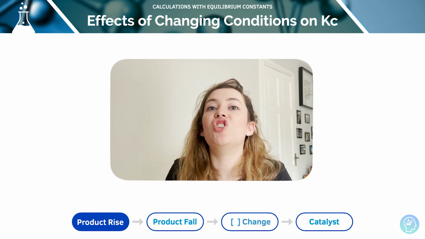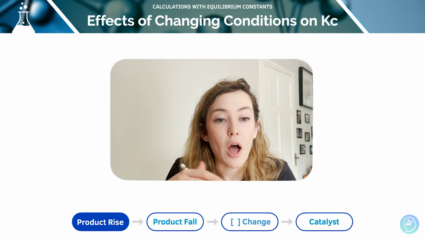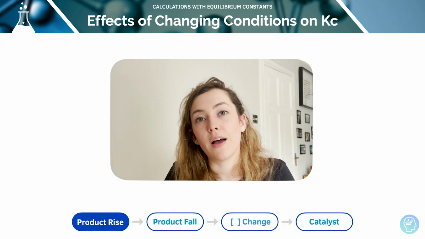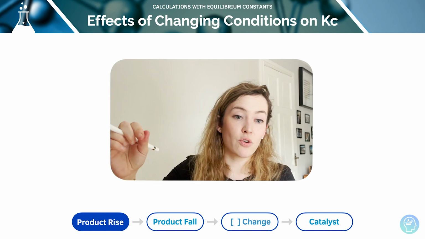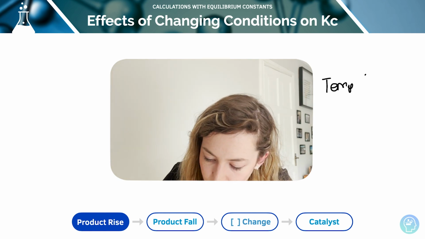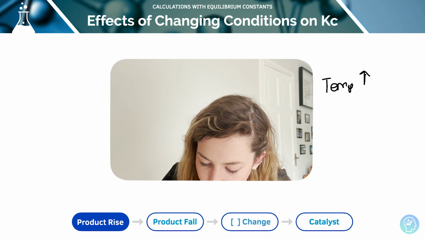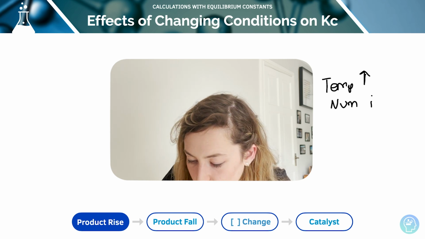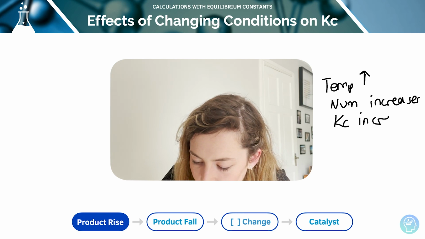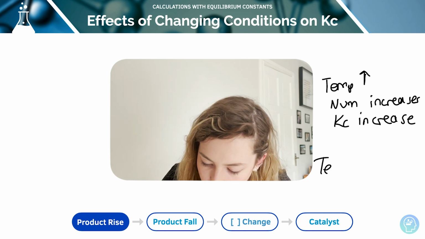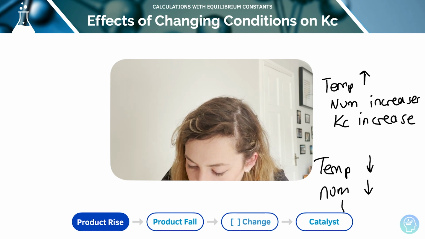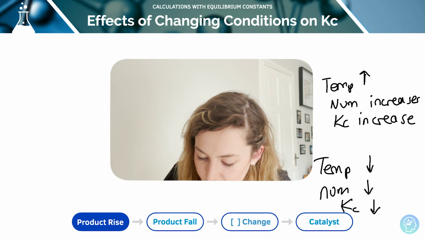If the temperature change decreases the amount of the product formed, the value of the numerator is going to decrease. The number on the top is going to decrease, and therefore Kc will, of course, be lower. So to summarize, if the temp increases, then the numerator increases and Kc increases. If temp decreases, the numerator decreases and Kc decreases.